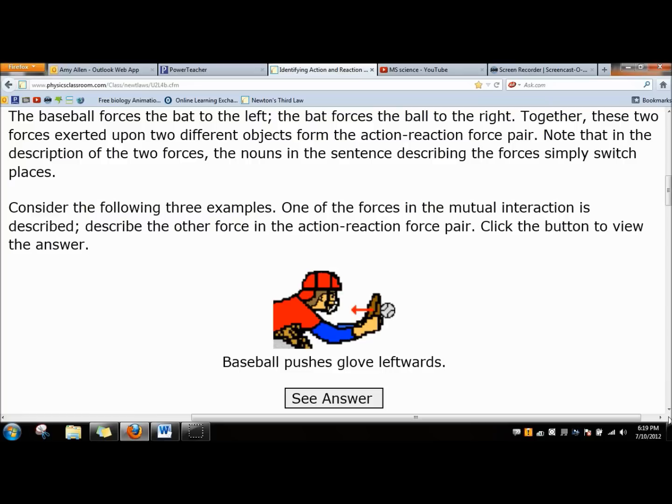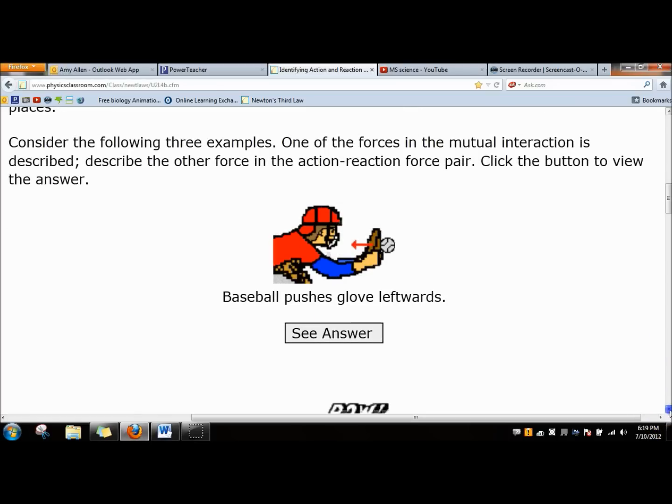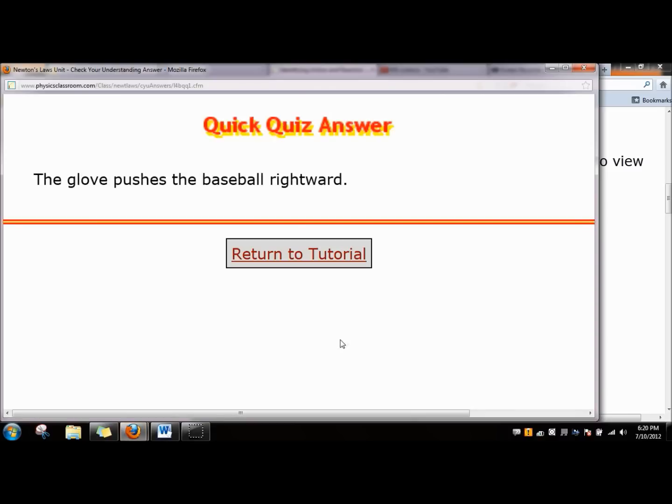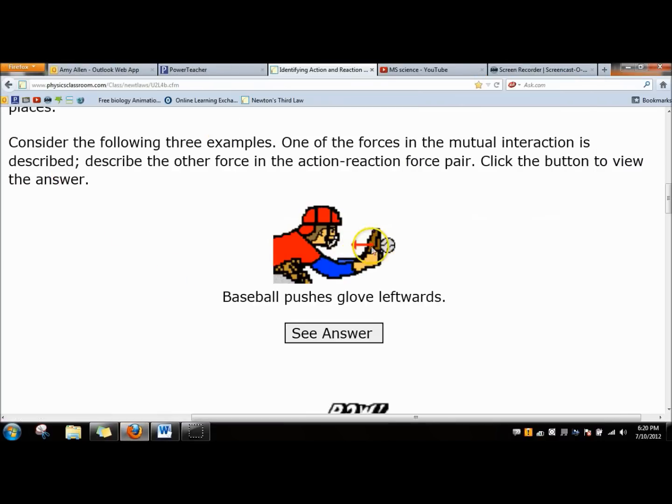Consider the following three examples. One of the forces in the mutual interaction is described. I want you to describe the other force in the action-reaction pair. Click the view to see the answer. So, in this picture we have a baseball catcher, and it says the baseball pushes the glove left. What's the other part of the action-reaction pair? Well, it must be that the glove pushes the baseball to the right. So if the ball pushes left on the glove, the glove pushes right on the ball.